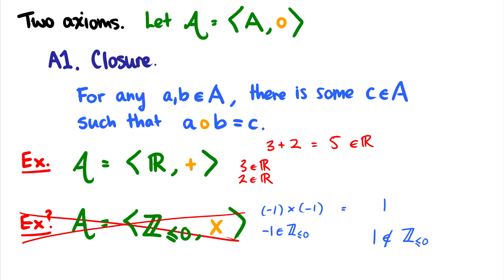So, if we're introduced with, say, an ordered pair with some set and some operation, in order to check to see if it's an algebra, we have to make sure that there's no counterexamples. In this case, there is a counterexample. If we take -1 times -1, this third element C, its output, is not in our original set. Therefore, this isn't going to be an algebra.